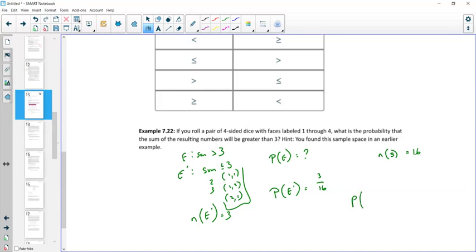So the probability of E is equal to 1 minus the probability of E complement, or 1 minus 3/16, which is 13/16. And notice how we can use complements to help us find the probabilities. That is it for this section.